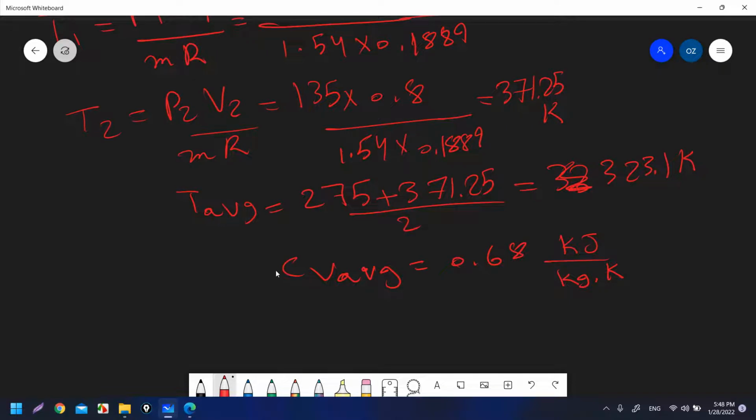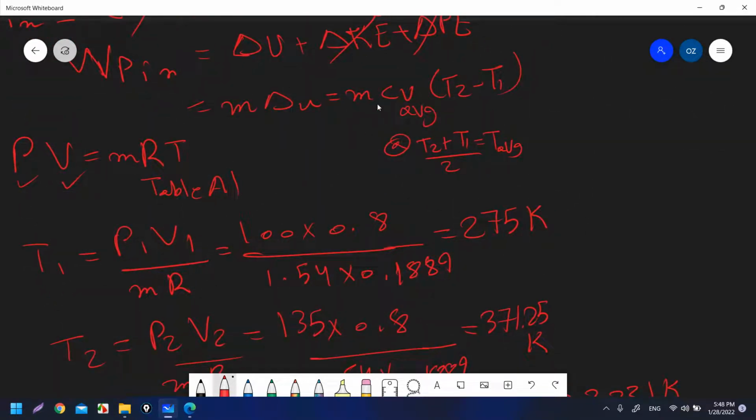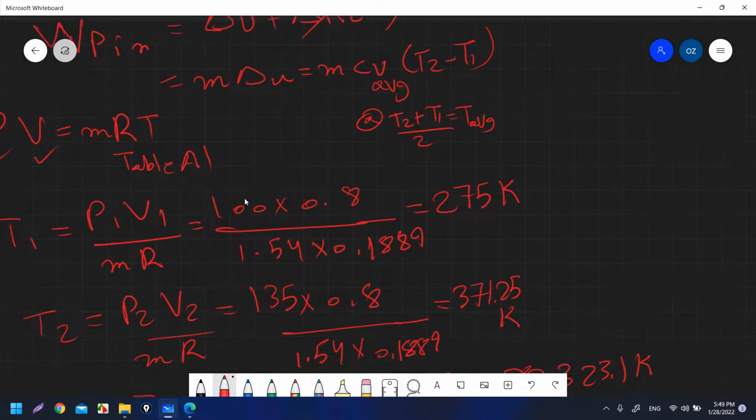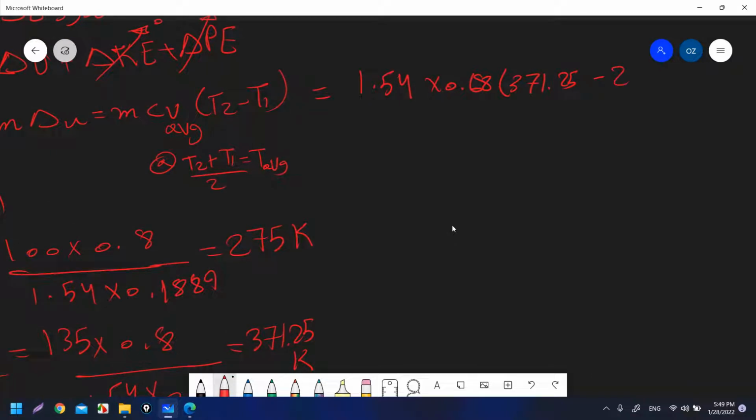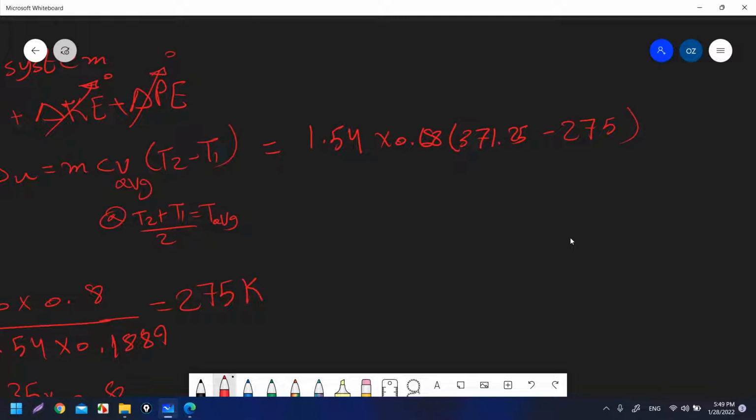Okay, so I have everything: Cv, the mass, the temperature, so I can find the work in. This will be equal to the mass, 1.54, Cv average, we said it is 0.68, T2 is 371.25, and T1 is 275. So the work in will be equal to 100.8 kilojoule.